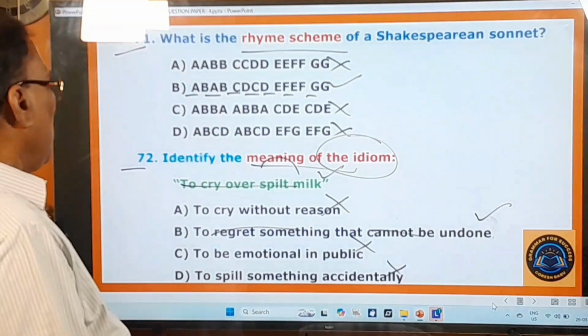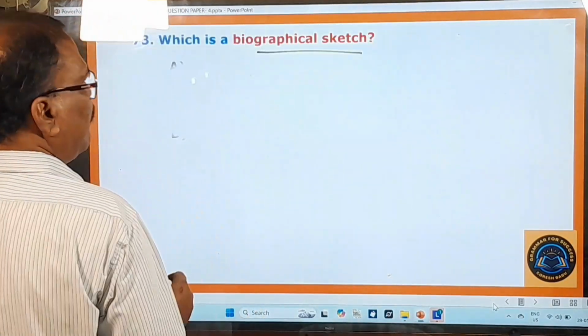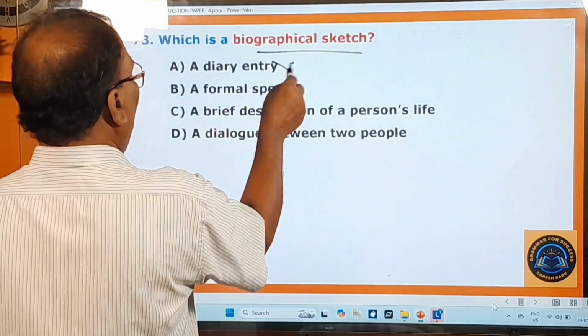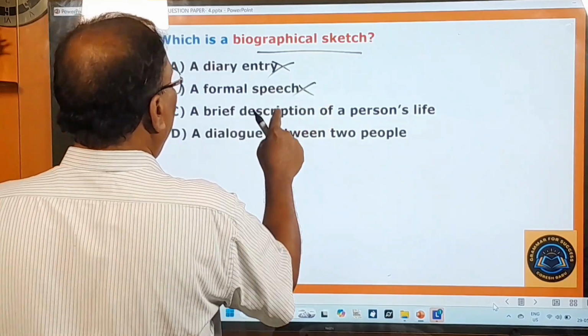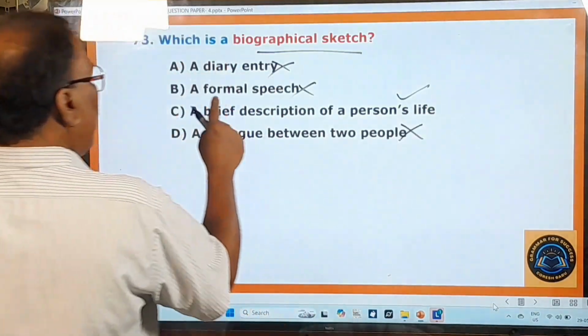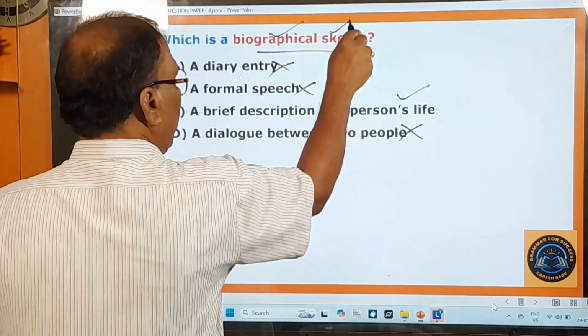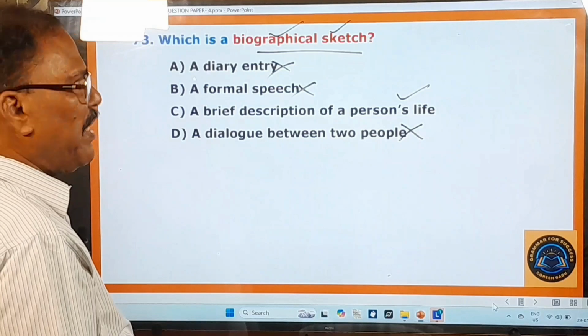Now you move on to other questions. 73rd question, which is a biographical sketch? A diary entry, no. A formal speech, no. A brief description of a person's life, a dialogue between two people, no. So a brief description of a person's life itself is called a biographical sketch. All of you know pretty well about that.